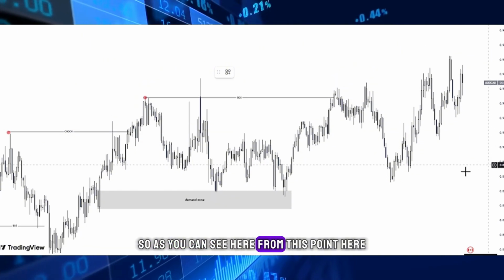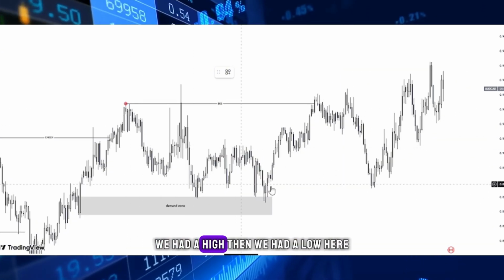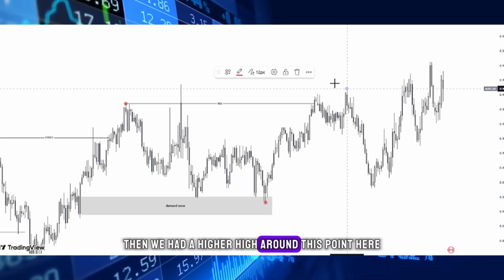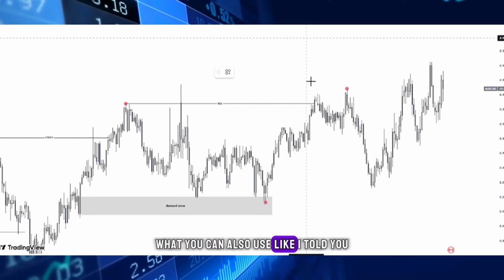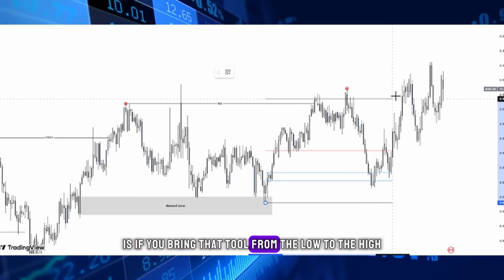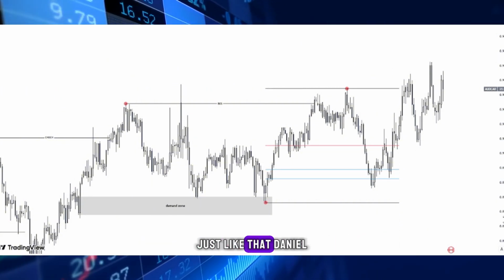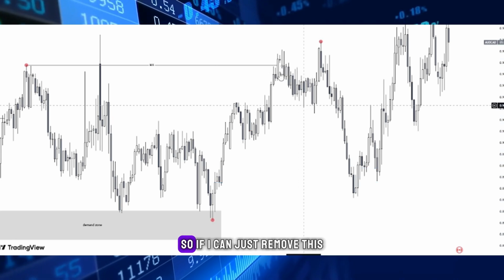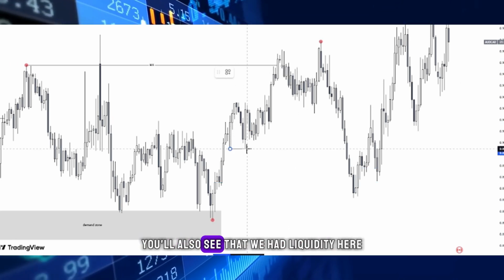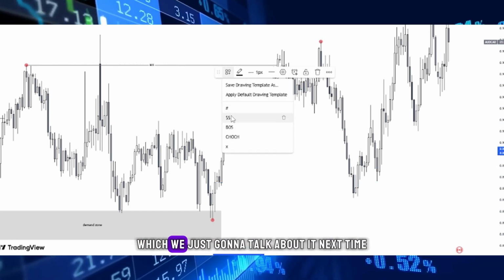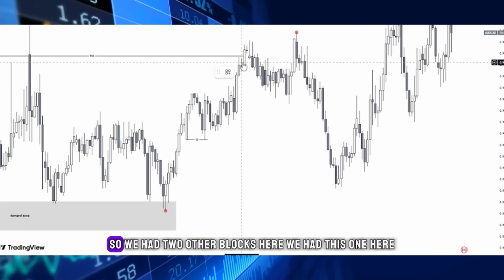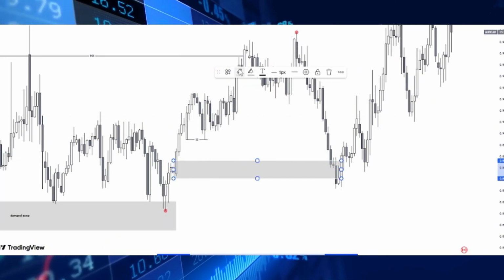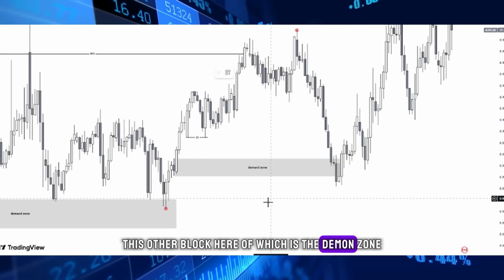So as you can see here, from this point here, we had a high, then we had a low here, then we had a higher high around this point here. What you can also use, like I told you, is the Fibonacci tool from the low to the high, just like that. Then you'll clearly notice that we had a few areas of interest. So if I can just remove this, you'll also see that we had liquidity here, of which we're just gonna talk about next time. So we had two other blocks here. We had this one here, this other block here, of which is the demand zone.